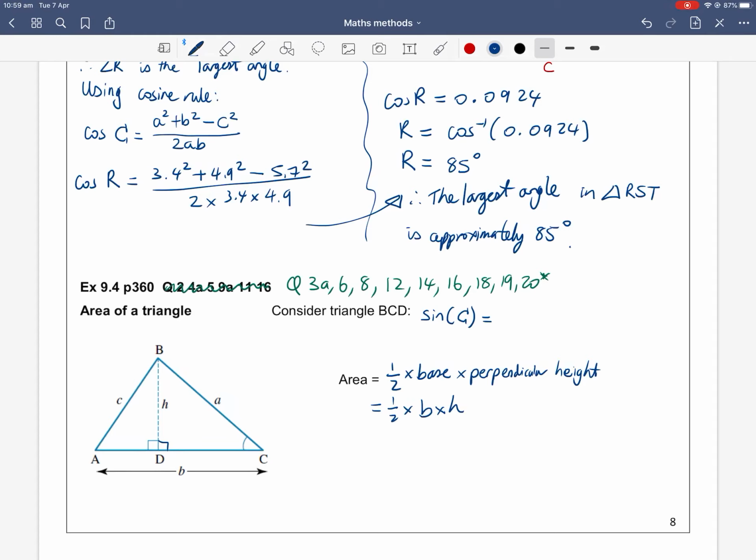Then sine of the angle C, sine is opposite over hypotenuse, which is h over a, or in other words, h is a sine of the angle C. So we can replace that into the h in the area formula. So area of a triangle is half times base times a sine of C. So in other words, therefore, area of any generic triangle is half ab sine C.